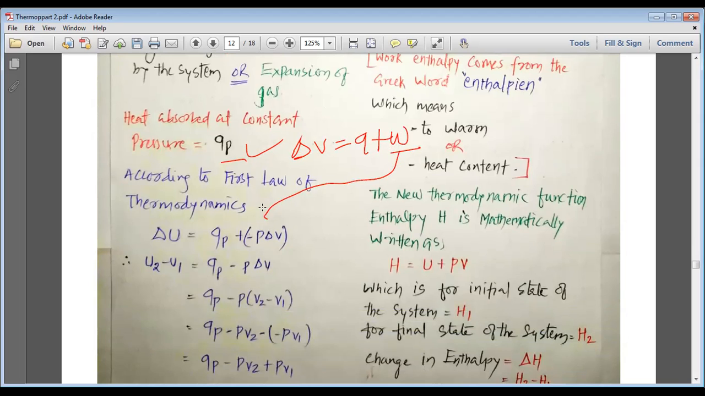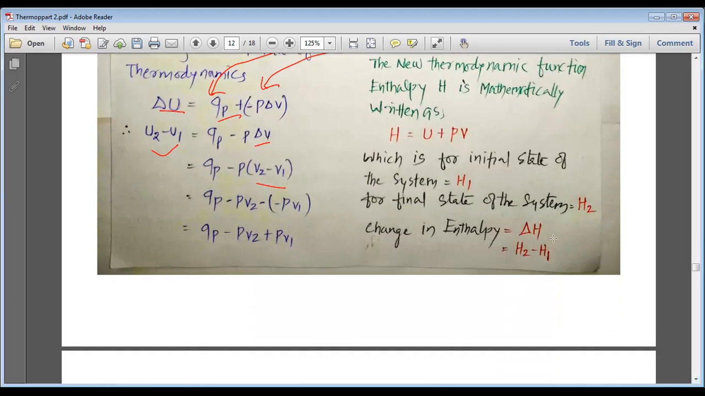Now here W is minus P delta V, and Q we represent as QP because heat is exchanged at constant pressure. And for delta U we can write U2 minus U1, and for delta V we can write V2 minus V1. And finally, by solving the equation or making it simpler, we can find out that U2 minus U1 is equal to QP minus PV2 plus PV1.